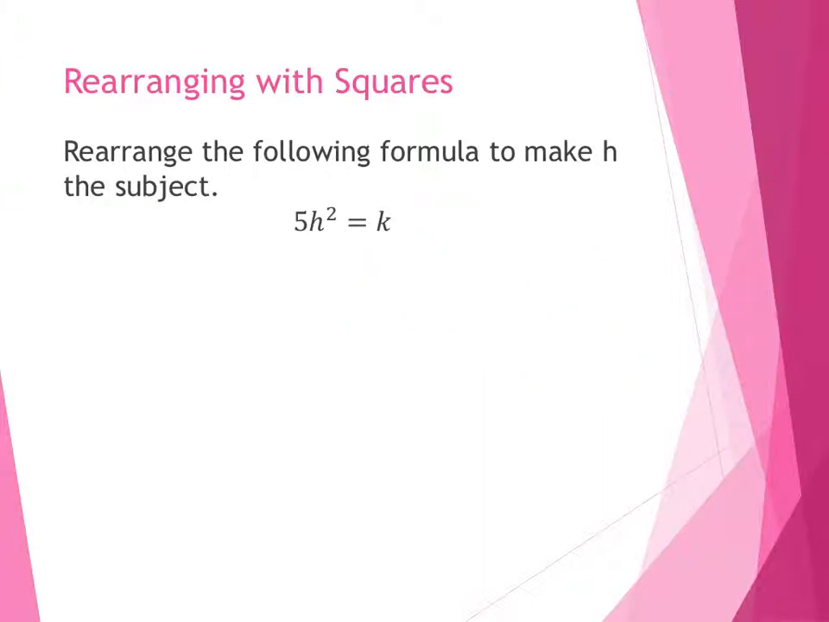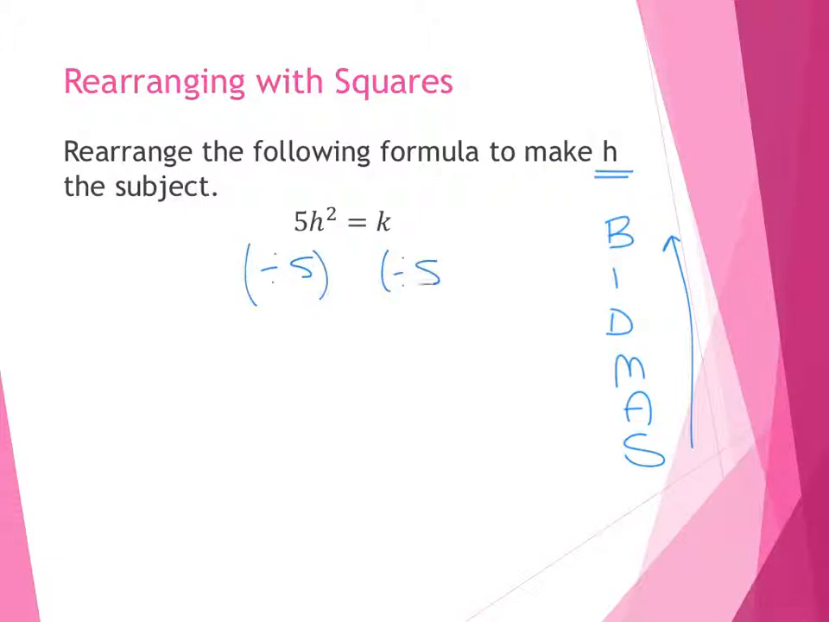So first up, if we've got a square, in this case we're asked to rearrange 5h squared equals k, and we're asked to make h the new subject. So we're essentially going to apply BIDMAS in the backwards direction to get h by itself. So there's no subtraction or addition, but there is multiplication because we're timesing the 5 by the h squared. So to get rid of that multiplication, we're going to have to divide by 5 on both sides.